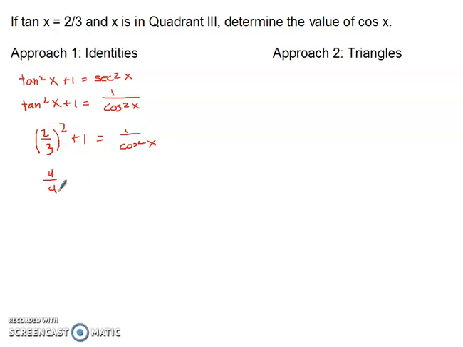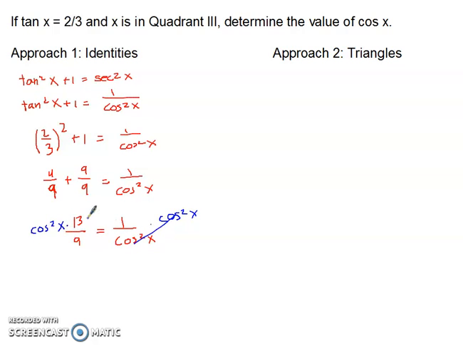So 4/9 plus, I'll go ahead and make a common denominator for 1, 9/9, is equal to 1 over the cosine squared of x. Adding, I've got 13/9 is equal to 1 over the cosine squared of x. And then to solve for cosine squared, I need to multiply both sides by cosine squared of x.